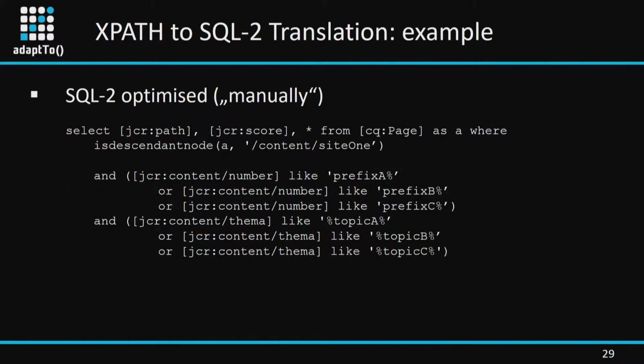So what you can do is to write the query manually in SQL2, optimize that directly in SQL2, and this query looks very similar to the original query in XPath. But it only consists of 1 select statement, so it only once uses the hopefully optimized index, and it's much faster than the other way.